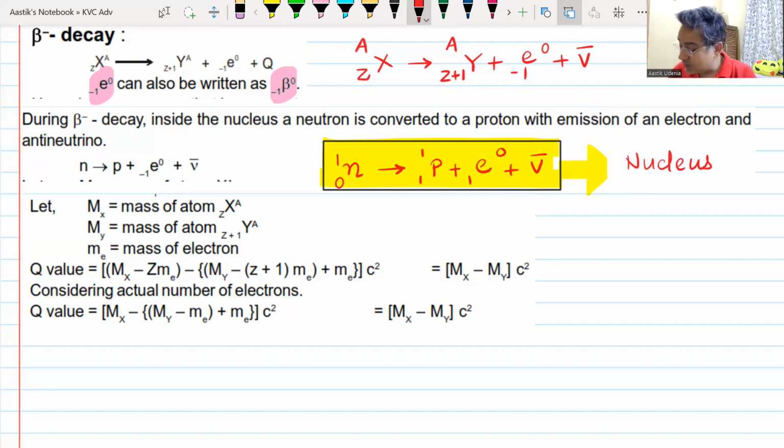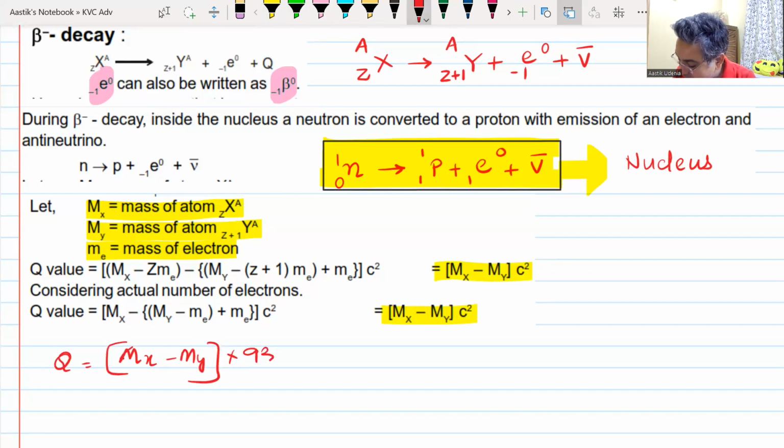Now if you want to find out the Q value for this, here again the mass of the atom of X, Y and mass of the electron is given. You again find out the mass of the reactants and subtract the mass of the products from here. When you do that, you will get the answer as mx minus my. Here also the number of electrons will get cancelled. So the Q value will be equal to mass of X minus mass of Y into C square, or if it is in AMU, you can multiply it by 931.5. You will get the answer in mega electron volt.